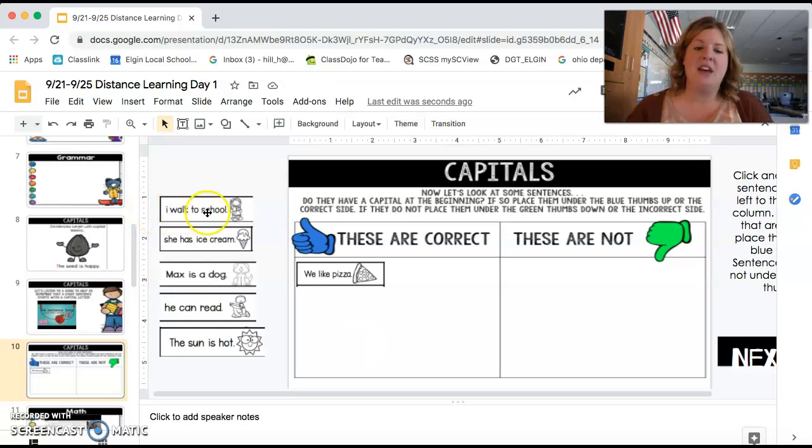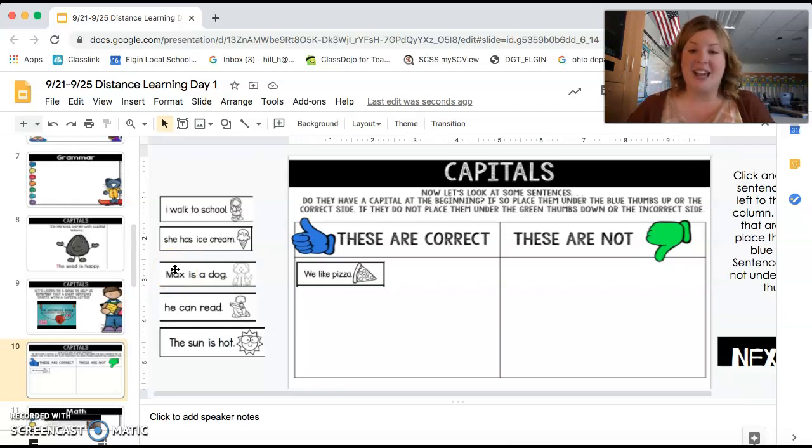I'm going to read these other ones to you, but you are going to do the rest of them, okay? I walk to school. She has ice cream. Max is a dog. He can read. The sun is hot. So you need to look and see if there's a capital at the beginning of the sentence. So if it's an uppercase letter, that means it's a capital at the beginning. That would be correct, okay?